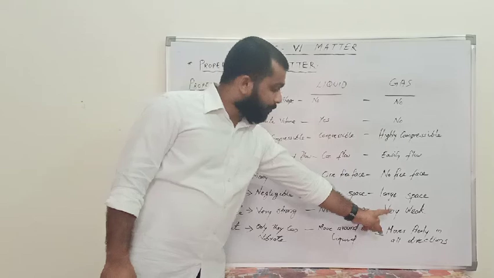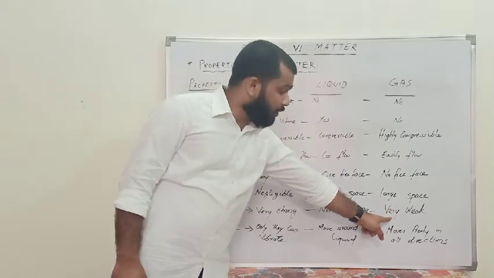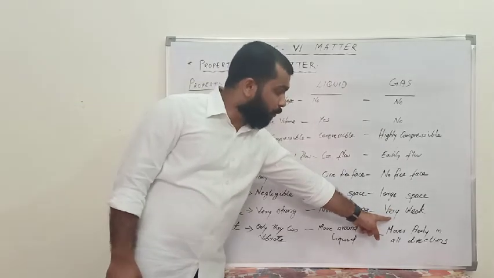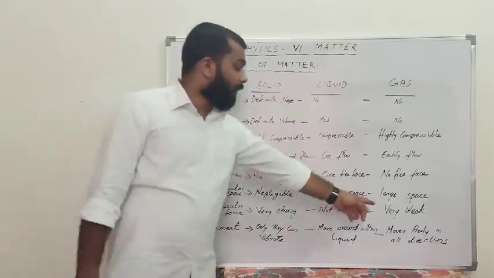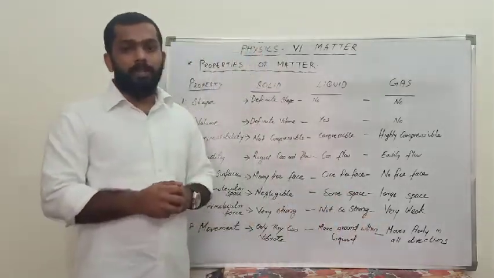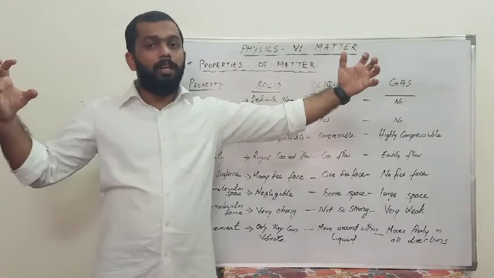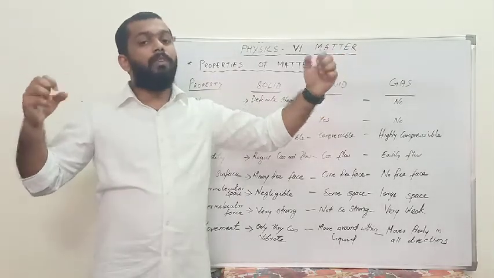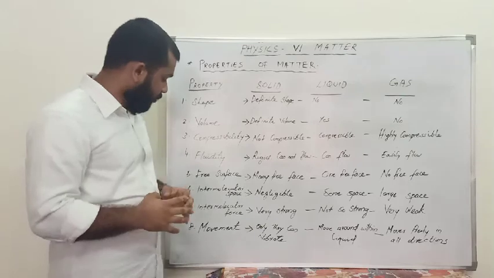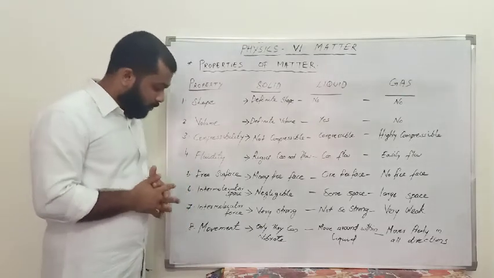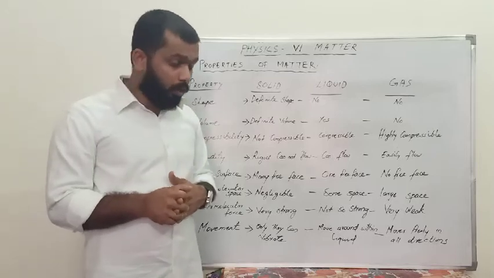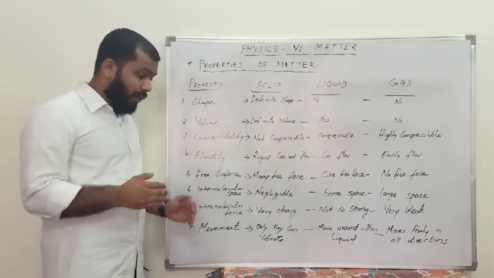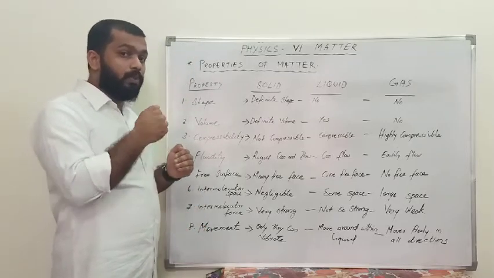Then at last, gaseous state. That means intermolecular force is very weak, or we can say that there is none. We can neglect that force of attraction. Since the molecules are very far apart, the force between them will be very weak. Then the eighth one, the last property, is movement of the molecule. What is the movement of the molecule? It means whether they are able to change their position.